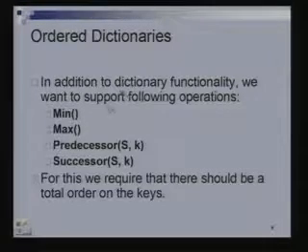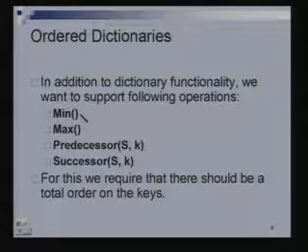Besides that, in an ordered dictionary you have the notion of the minimum, the element with the minimum key, the element with the maximum key, and the notion of a predecessor and a successor. When I say minimum key, what it means is that there is some kind of a total order on the keys.